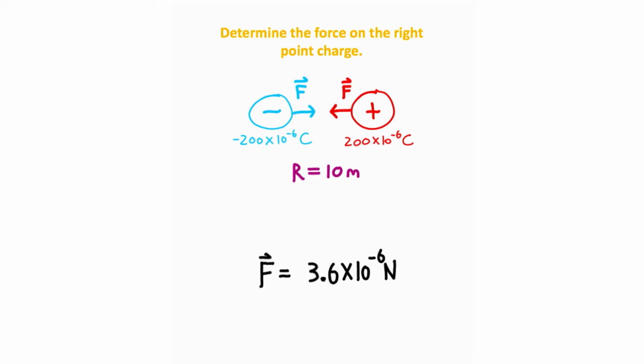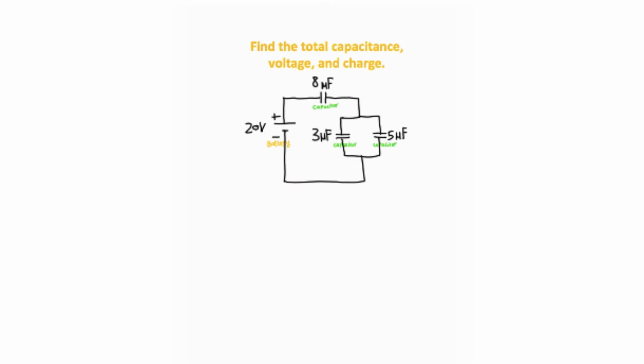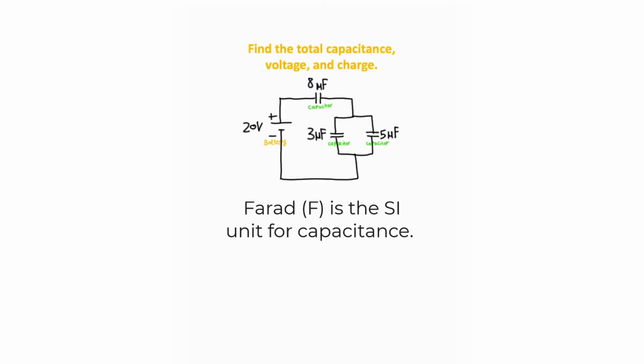But remember, we're focusing on the right point charge, which is the positive one, and that point charge is traveling to the left, so we need to make this value negative. So negative 3.6 times 10 to the negative 6 newtons is the answer to this problem. Now let's try solving a capacitor circuit. Now the capacitors are measured in microfarads, so just keep that in mind.